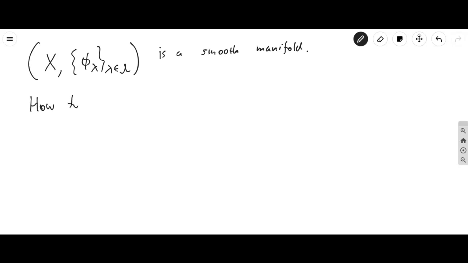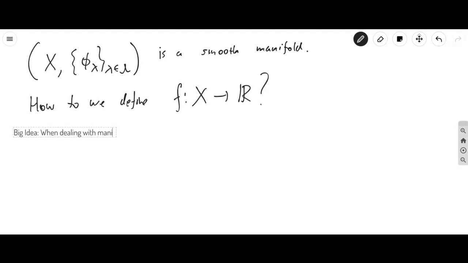How do we define a smooth real valued function? So the big idea is, and this is basically how everything comes back to manifolds. So the big idea is, when dealing with manifolds, and when I say manifolds, I mean smooth manifolds, but from this point on, I will just call them manifolds.